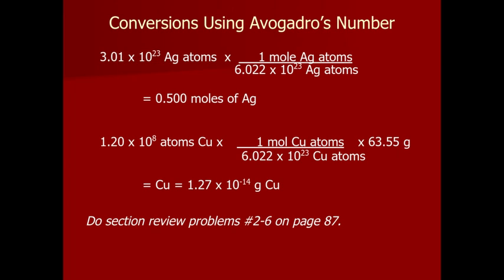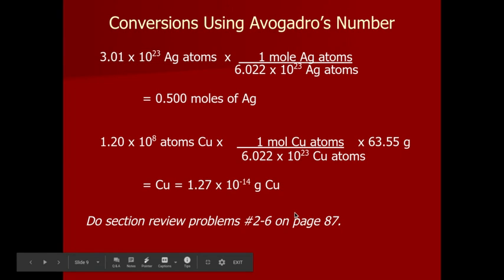Now I need grams. Since I'm going moles to grams, I have to multiply by the molar mass. If I look on the periodic table, I see that copper's mass is 63.55. So I multiply that 1.99 times 63.55, and my answer now is 1.266 times 10 to the negative 14 grams. So I actually have 1.27 times 10 to the negative 14 grams of copper. Very, very small amount of copper. Extremely small amount of copper.